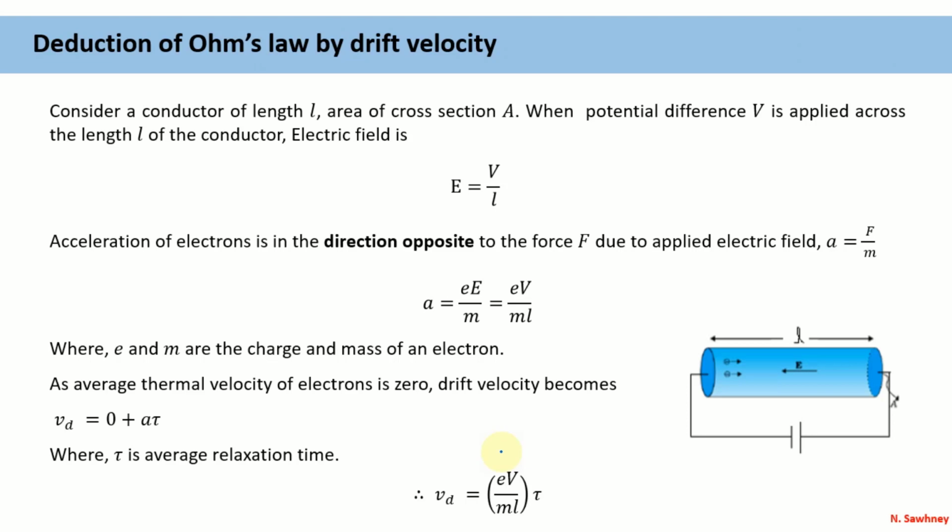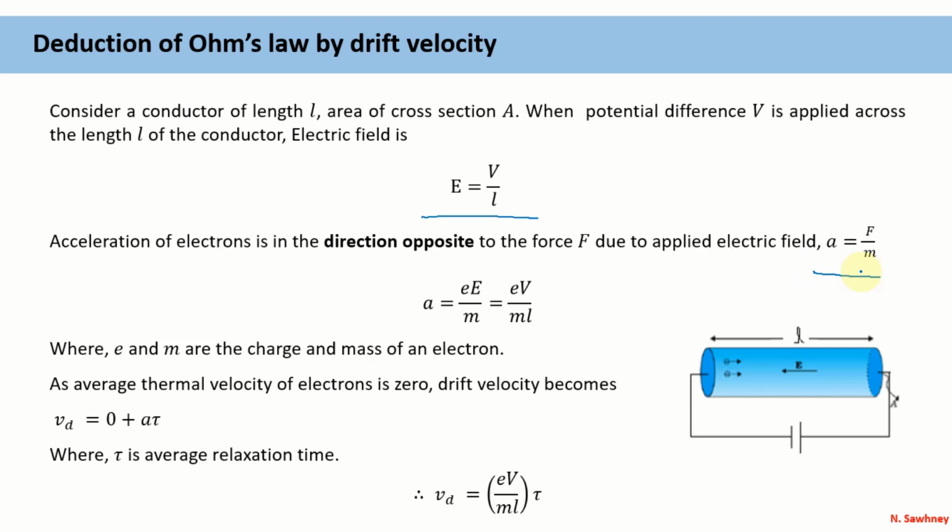Let us deduce Ohm's law by drift velocity. For this, let us consider a conductor of length L, area of cross section A. When a potential difference V is applied across the length of the conductor, the electric field is given by the relation E is equal to V upon L. As we are aware, the electrons are going to move towards the positive terminal of the battery, that is, in the direction opposite to the force F due to the applied electric field. The acceleration will be given as a is equal to F upon m, where m is the mass of an electron.